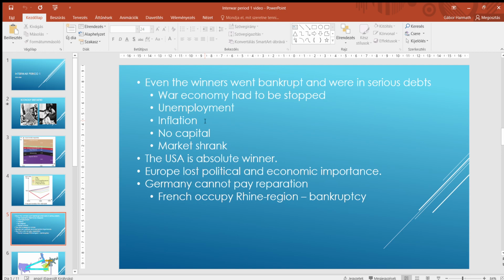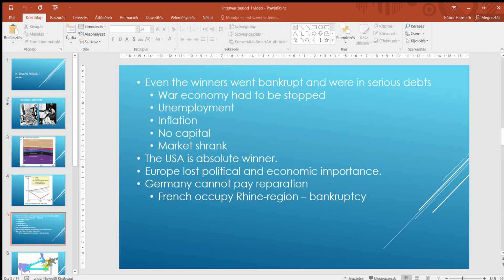Inflation, or actually we often call it hyperinflation, when money value drops seriously. But inflation is okay if you use that. There was no capital, so this means that no one had money to invest in a new business. The market shrank, so there were actually not enough products, and production fell. This is what market shrank means.